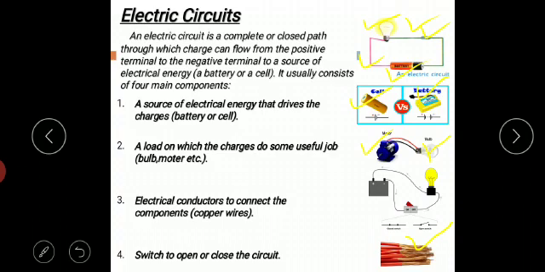Yes, here is a switch that is on and off, which is used to open or close the circuit. When the switch is open, the bulb does not glow, and when the switch is closed, the circuit is complete and the bulb glows.